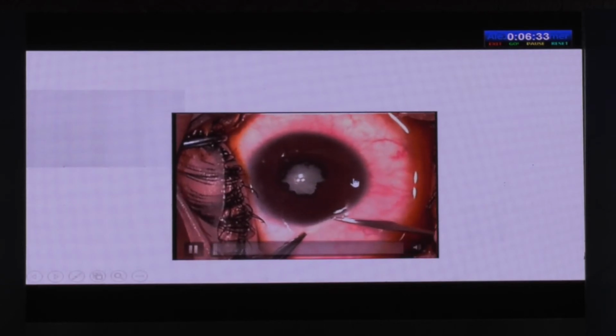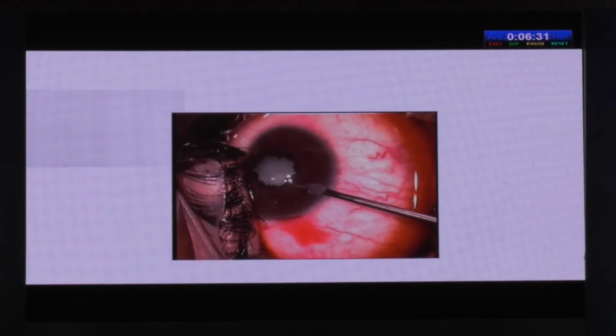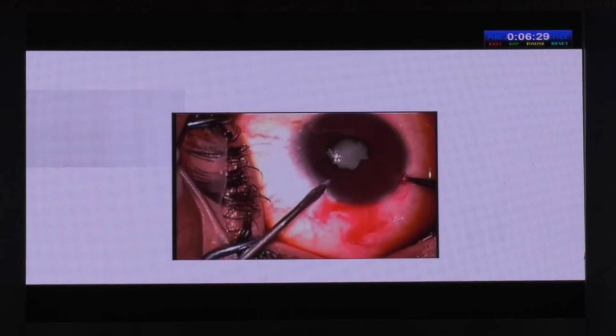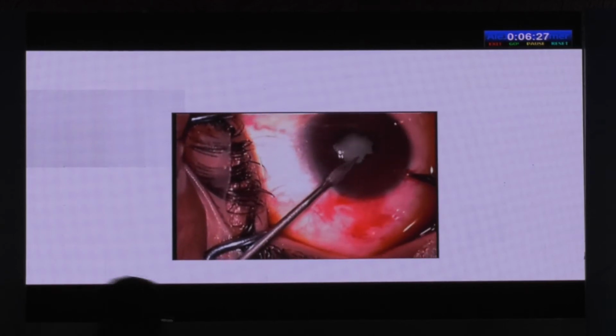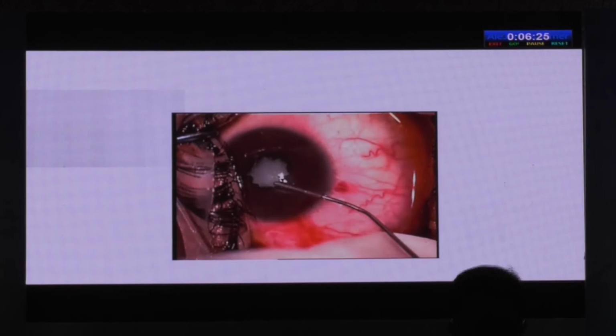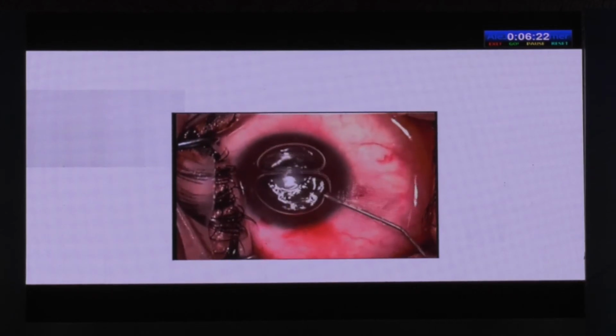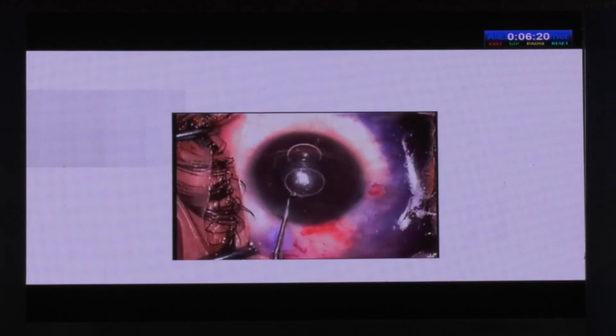So this is a patient, bilateral intermediate uveitis was not controlled. I gave the patient methotrexate, biological, still the uveitis was not controlled, and I had to give an intravitreal triamcinolone before the surgery.